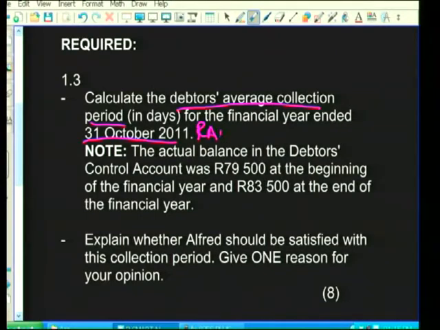Okay, so a bit of ratio analysis in this question. Note the actual balance in the debtors control account was 79,500 at the beginning of the financial year and 83,500 at the end of the financial year. And then we are asked to explain whether Alfred, remember guys, Alfred is the owner, should he be satisfied with this collection period? Give one reason for your opinion. Right, let's do the calculation first and let's see whether he should be satisfied or not.